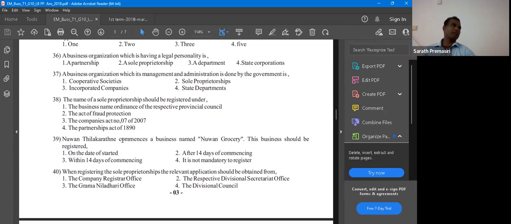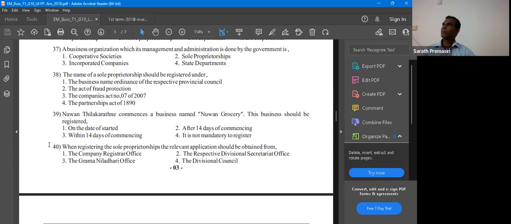Ruwan Tilakaratna commences a business under the name Ruwan Traders. This business should be registered within how many days of commencement? Within 14 days of commencement.